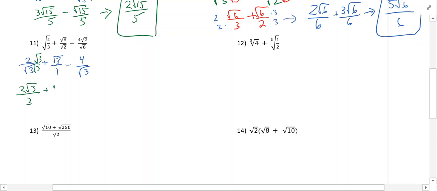Plus here, rad 3 over 1. There's nothing to do, so I'm just going to rewrite it. And on this one, I have to multiply rad 3 to the top and to the bottom. So I get minus 4 rad 3 over 3.